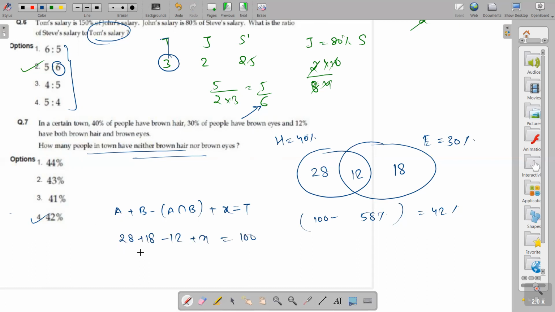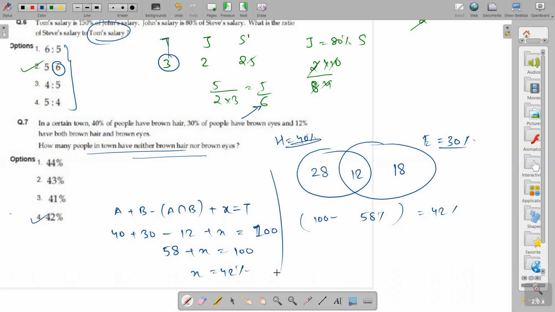Sorry, this is not 28, my bad. A is 40, B is 30. 40 plus 30 minus 12 plus X equal to total. 70 minus 12 is 58, plus X equal to 100, so X equals 42%.